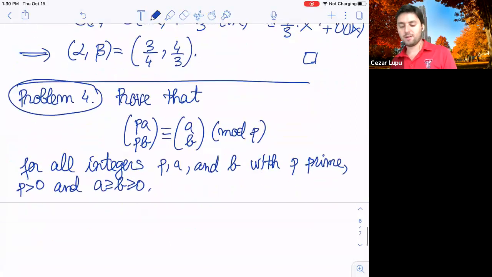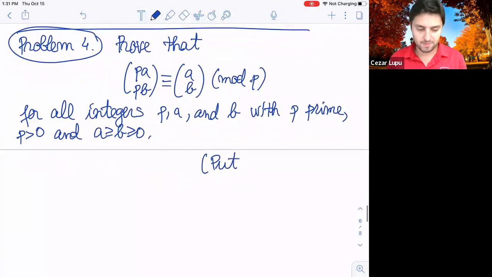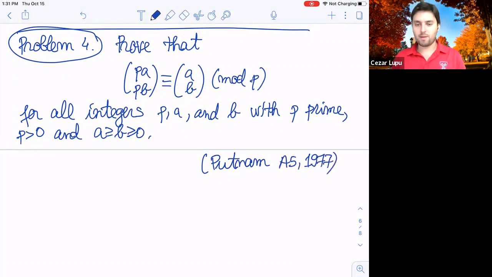All right. I want you to look at this. Think about it for a second. This was a Putnam A5 in 1977. All right. I want you to think for a couple of minutes while I'm running to the restroom. I'll be right back. Don't run away.